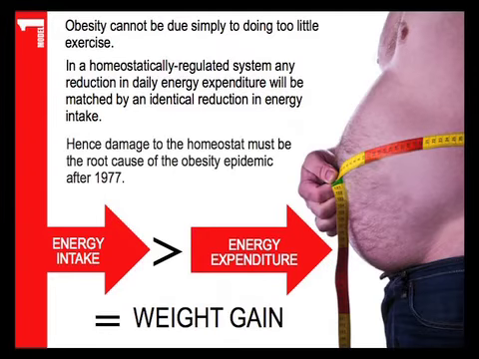Now, if it's only 100 calories more, all they have to do was do a tiny little more exercise or eat a tiny little bit less, and no one would be fat. But the reality is they aren't. And so the homeostat is failing because it could easily get people to do 100 calories more exercise. It could easily get people to eat 100 calories less. But it hasn't succeeded in doing that because something else is damaging the system. So the damage to the homeostat has to be the root cause of the obesity epidemic after 1977.